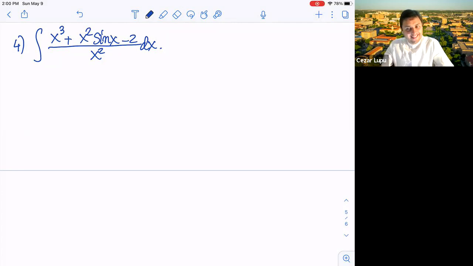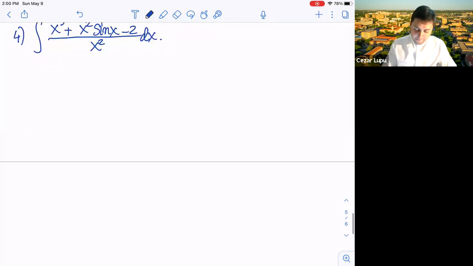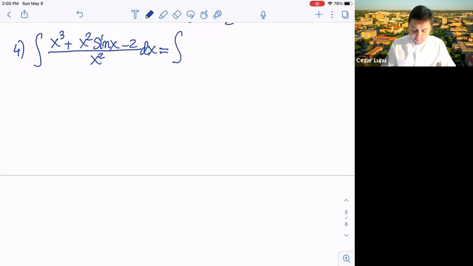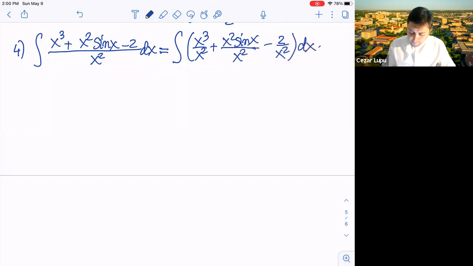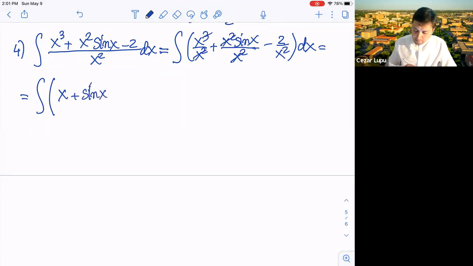Well, I can hear you. Simplify again. Let's simplify. So this would be the integral of x cubed over x squared plus x squared sine of x over x squared minus 2 over x squared dx. All right, let's do the algebra here. So this would be the integral of x plus sine of x minus 2 over x squared dx. And now we're going to use the linearity of the integral.